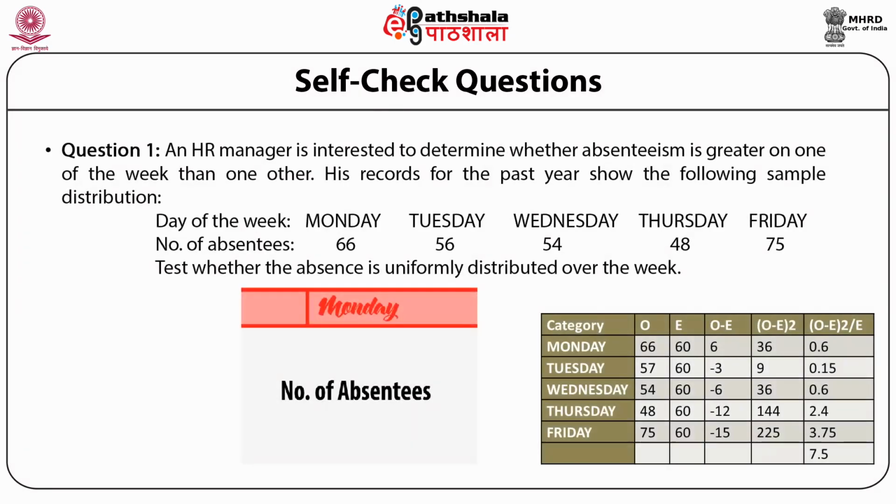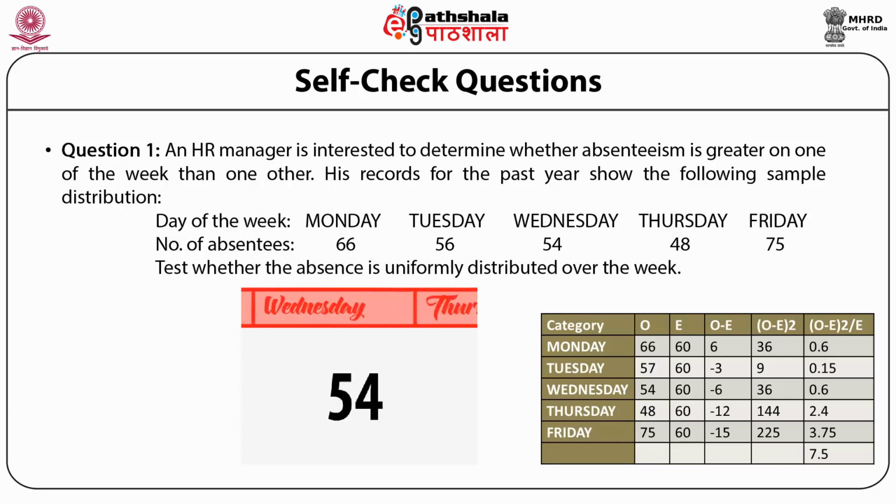If the question reads as, an HR manager is interested to determine whether absenteeism is greater on one of the days of the week than the other, his record for the past year shows the following sample distribution. We have taken the days of the week, that is Monday, Tuesday, Wednesday, Thursday and Friday, and the number of absentees during Monday was 66, Tuesday is 56, Wednesday 54, Thursday 48 and Friday 75.